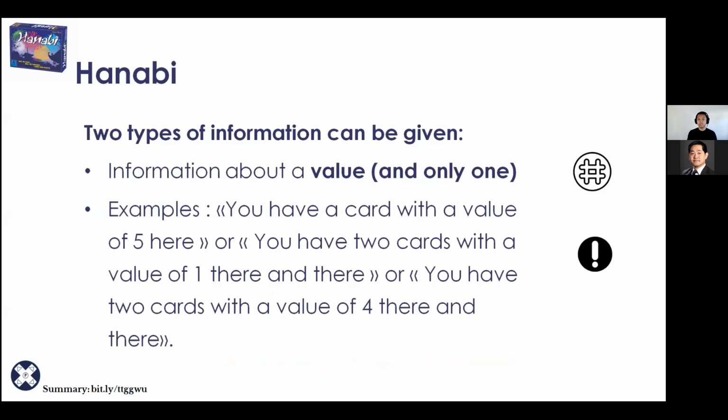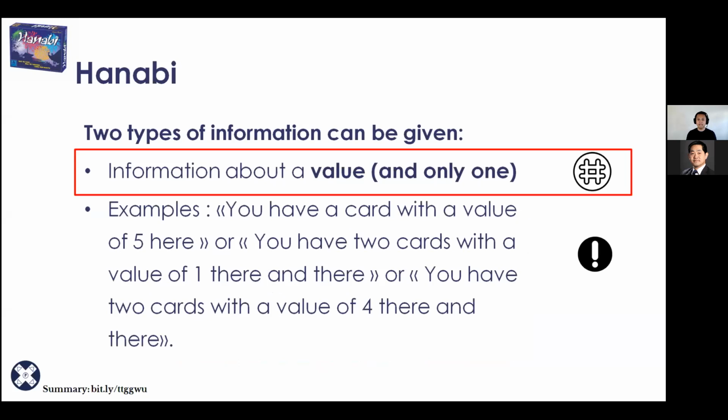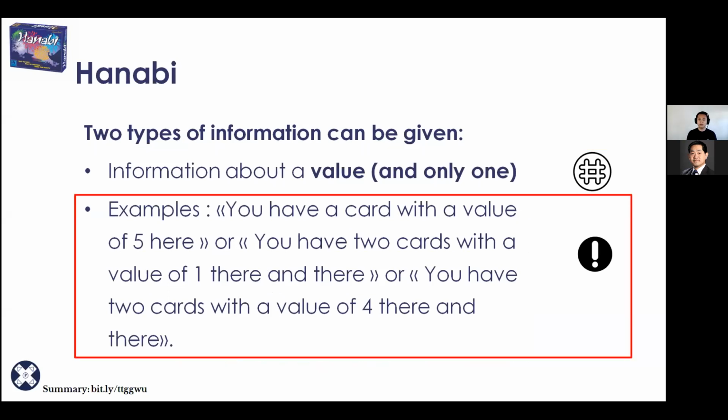The other piece of information you can give a player is information about the value of cards that all meet that same value requirement. So an example here is that you have a 5 here and a 5 here, or you have 2 cards of value 1 here and here, or you have 2 cards with value 4 there and there. Again, you're going to indicate to them one of 2 clues. The first clue could be a color, and the other clue could be a number.